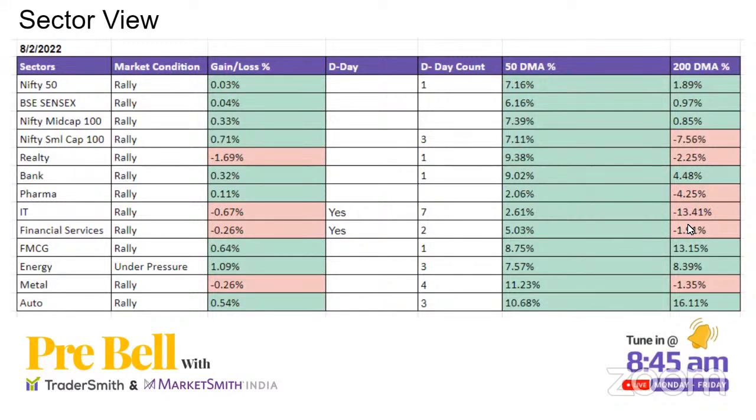FMCG and auto still continue to remain the most resilient sectors as they are trading around 13% and 16% above their 200 DMA, which is a really good sign.